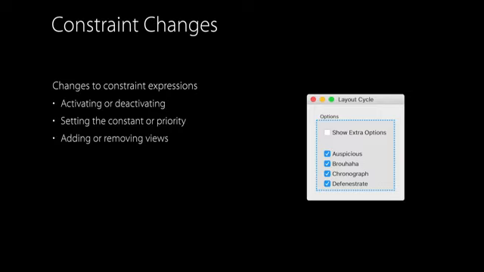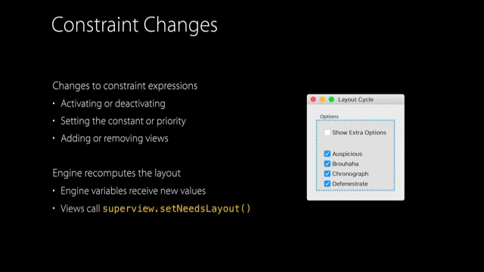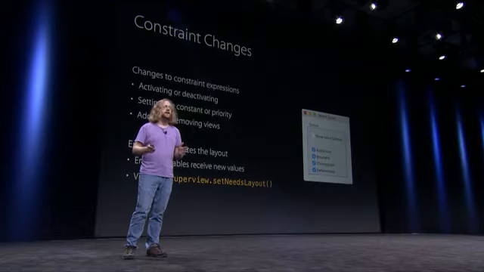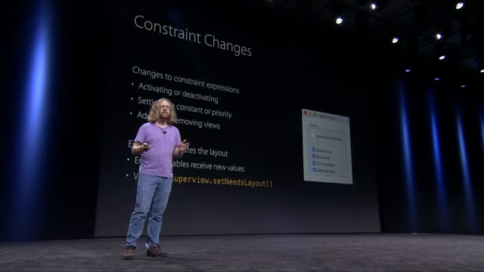So what happens when a constraint changes? Well, the first thing that happens is that the layout engine will recompute the layout. These expressions are made up of variables that represent things like the origin or the size of a particular view. And when we recalculate the layout, these variables may receive new values. When this happens, the views that they represent are notified, and they mark their superview as needing layout. This is actually what causes the deferred layout pass to be scheduled. So if we look at the example here, this is where you see the frame actually change in the layout engine, but not yet in the view hierarchy.